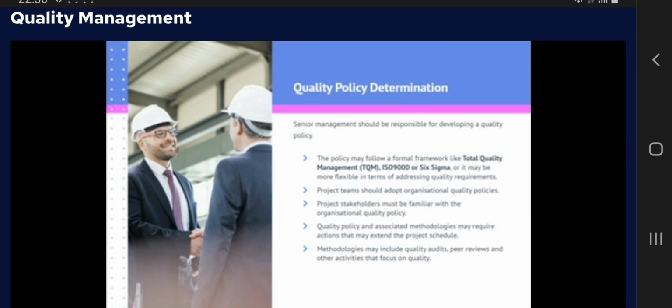Project teams should adopt organizational quality policies. Project stakeholders must be familiar with the organizational quality policy. Quality policy and associated methodologies may require actions that may extend the project schedule. Methodologies may include quality audits, peer reviews and other activities that focus on quality.